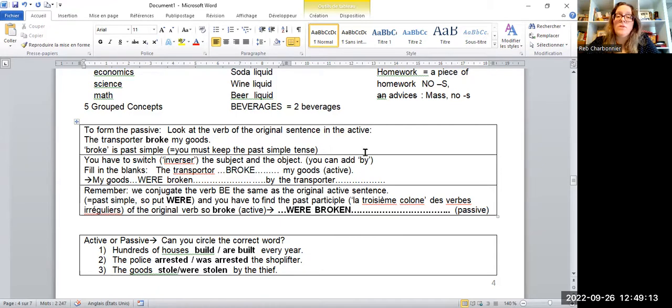You always look at the original sentence in the active. So for example, the transporter broke my goods. Broke is past simple, and you must keep the past simple. And you have to switch and inverse the subject and the object. And you can add by, but you don't necessarily have to add it. So what does that? Let's fill it in the blanks. It's already here. The transporter broke my goods, and my goods were broken.